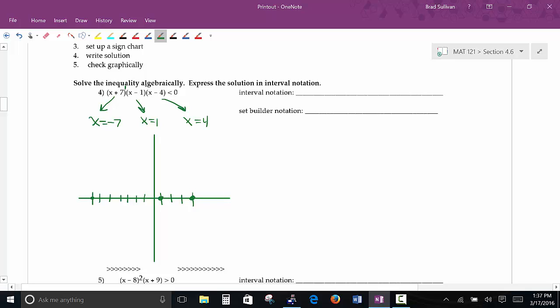Okay, the multiplicities are all 1s, right? What does that tell you about the behavior at these zeros? Do they cross or touch? They always cross. So they cross. We know that for a fact.